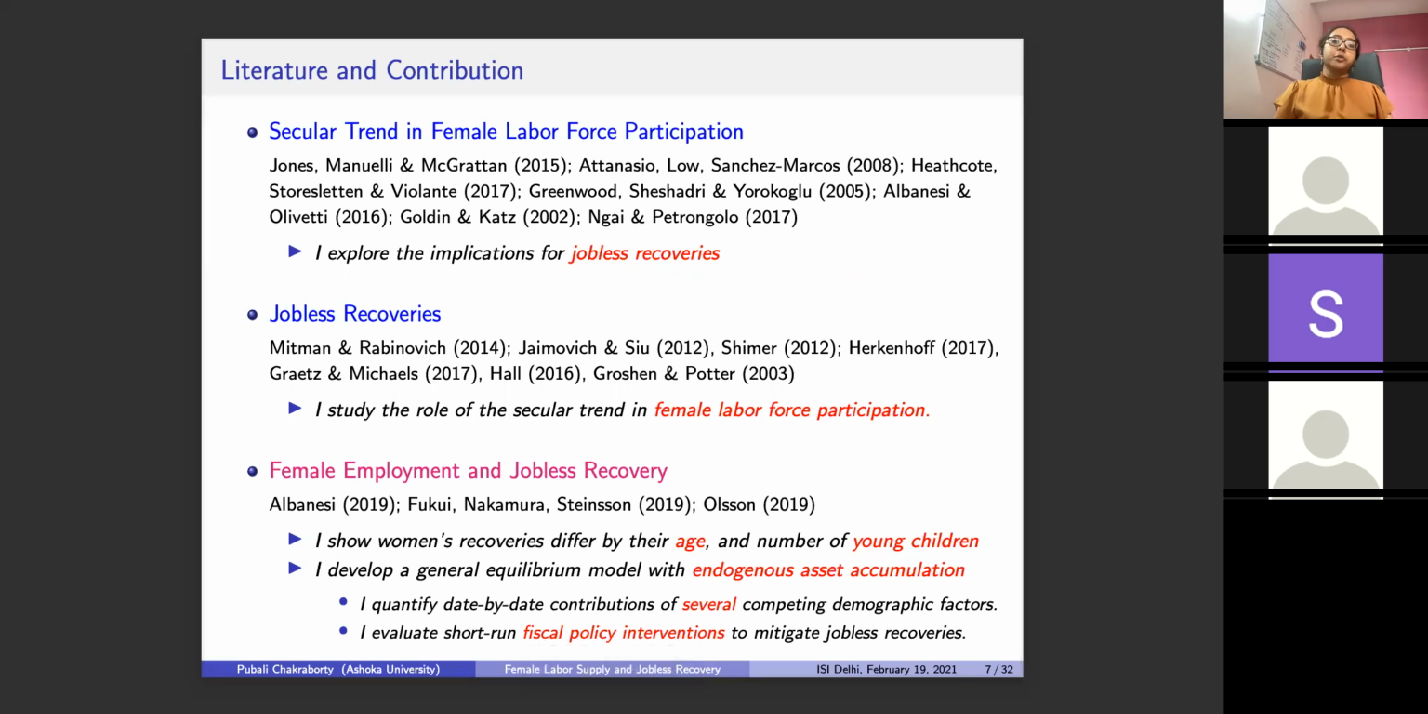In terms of the contribution of my paper as compared to these other papers, I show that women's recoveries differ with respect to their age, with respect to the marital status, and with respect to the number of young children that they have at home. And this general equilibrium model, which allows for endogenous asset accumulation, helps me to quantify date by date the relative contribution of these changing demographic factors. And this general equilibrium framework then helps me to evaluate what kind of policies might work in mitigating jobless recoveries. So that's the contribution of this paper.